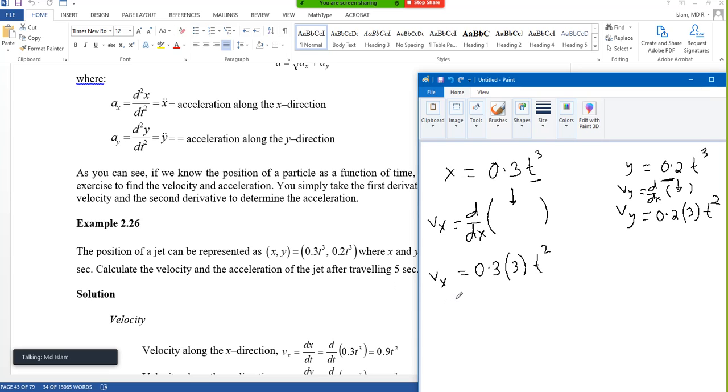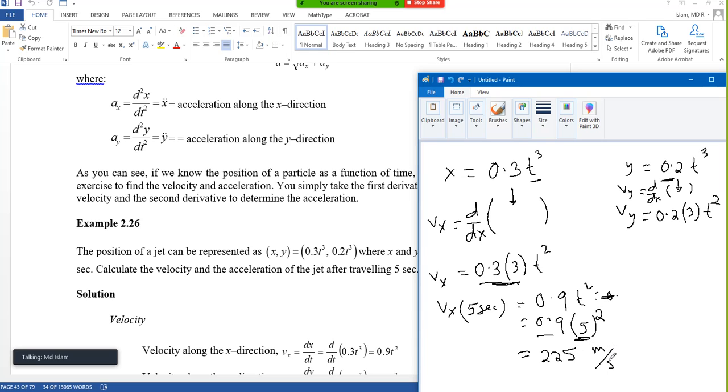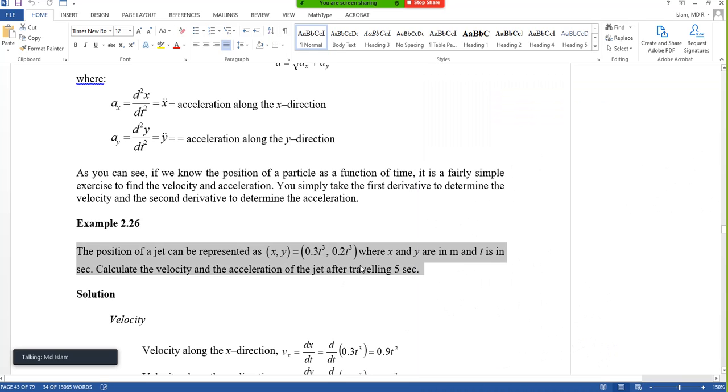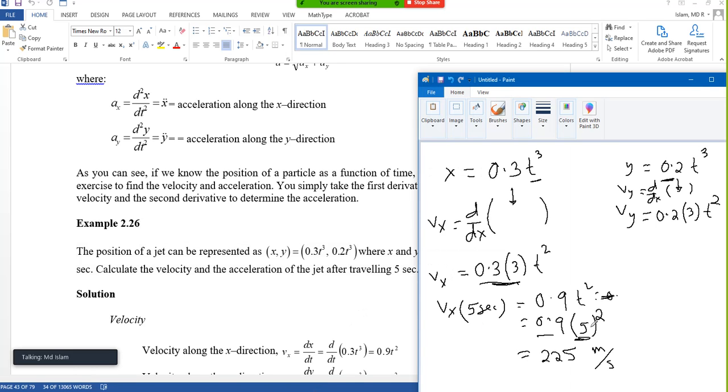So what is V after 5 seconds? Vx, say Vx after 5 seconds. This portion is 0.9 t squared. So okay, write it down here. 0.9 times 5 squared. So 5 squared equals 25 times 0.9, that means 22.5. What is the unit? Meter per second or feet per second? You should see it from the example. x and y are in meter, t is in second. Okay, that means it is meter per second.